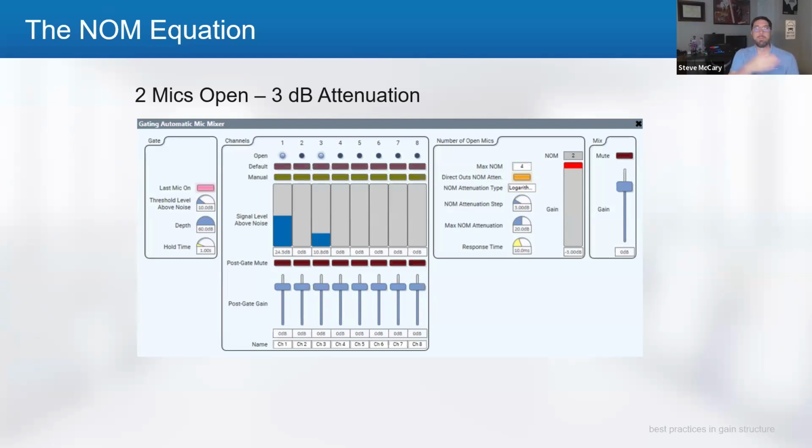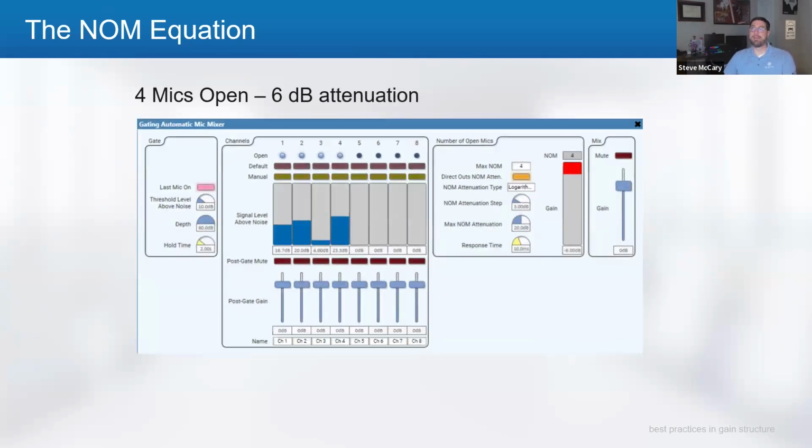So when I go from 1 mic to 2 mics, I go down to -3 dB. When I go from 2 mics to 4 mics, I go to -6 dB. So what this is doing is, as a bunch of people start talking, it keeps it from just getting louder and louder. We're just going to say, well, we've got this many mics that are open, we're going to go ahead and pad this just a little bit.